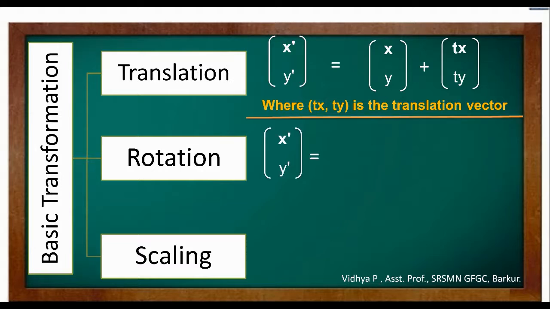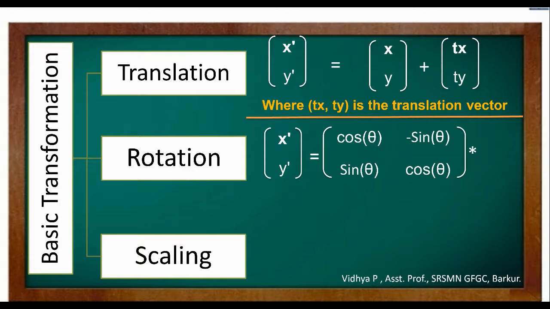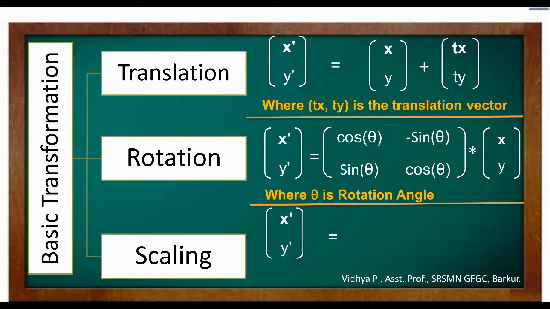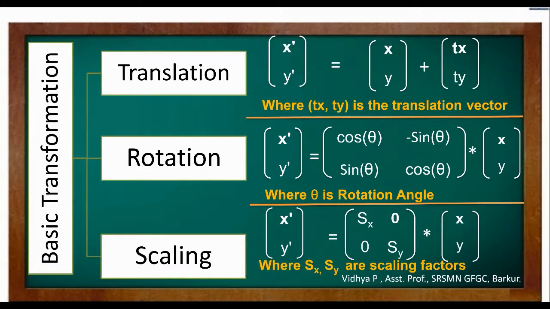Rotation can be represented as x dash y dash is equal to the matrix cos theta, minus sin theta, sin theta, cos theta, into x y, where theta is the rotation angle, and scaling can be represented as x dash y dash is equal to the matrix sx, 0, 0, sy, into x y, where sx sy are the scaling factors.